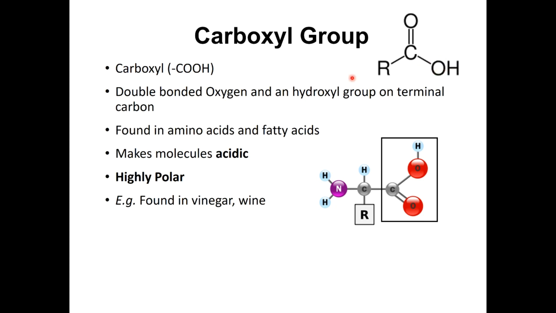Now, these are usually found on a terminal carbon. You'll see it, for example, at the end of fatty acid chains, and they are commonly found in all amino acids. So all amino acids have a carboxyl group, which is referred to as the alpha carboxyl group. We'll talk about that. Now, this group has 2 big properties. It's very polar, as you can see. This is a polar bond. This is a polar bond here. So it's a very polar group, so it brings polarity to any molecule it gets attached to.